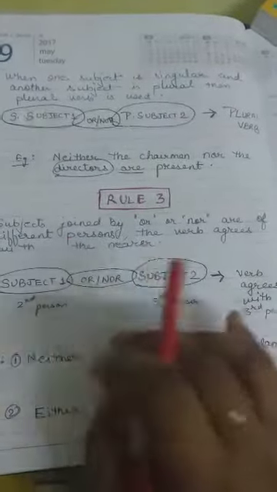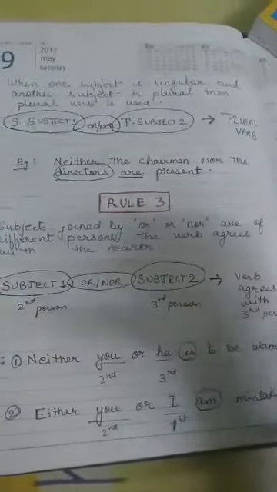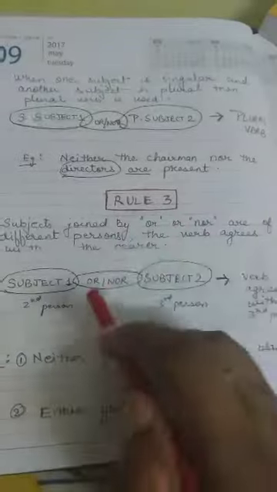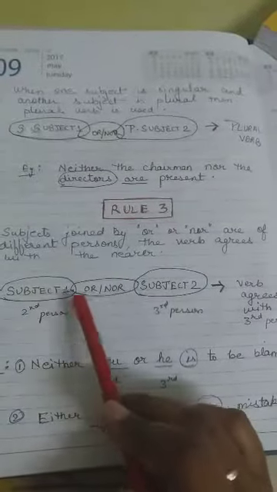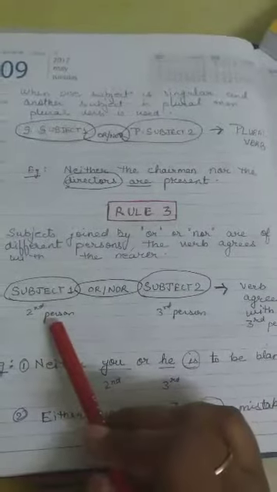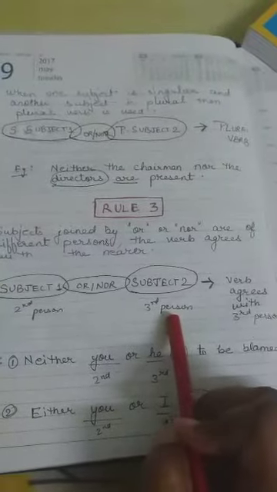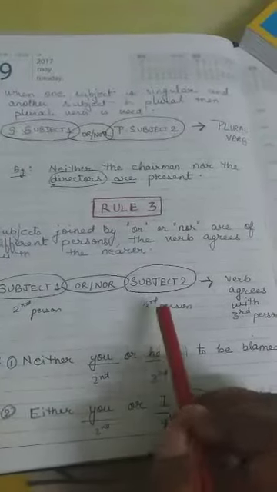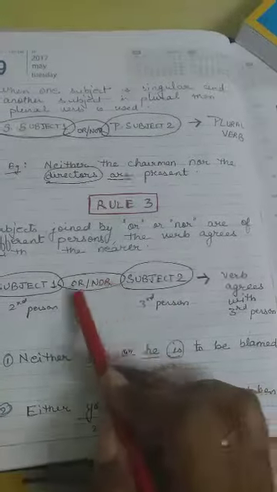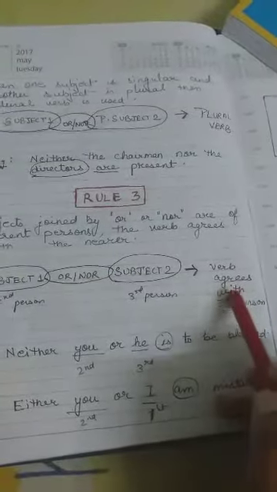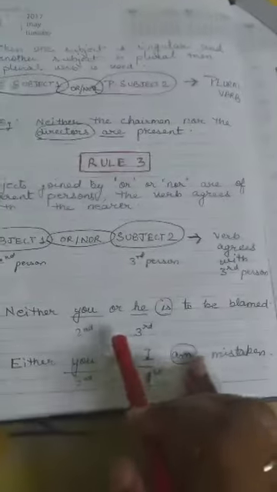Okay, now concentrate on this rule. The verb will be in agreement with the subject which is nearer to it. Let's see the diagram. First, subject 1 and subject 2, where subject 1 is second person and subject 2 is third person. This could be second person, this could be third, this could be first person, anything, but connected with or, nor. Then what is the verb? It agrees with the third person, the one nearer to it. Okay, you will be clear when you see the example.